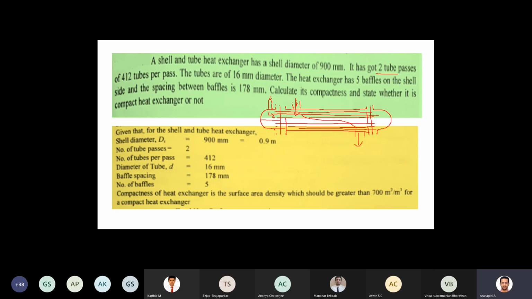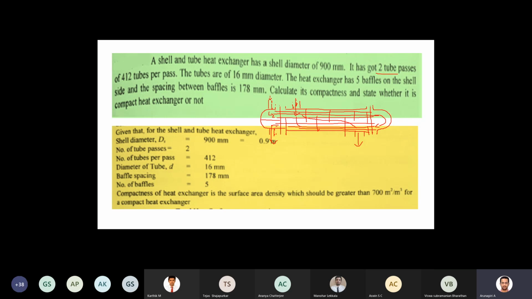This is your return head like arrangement. All the fluid comes out at this end, and again it is redirected and goes back. Here you have the tube side fluid nozzle out. This is the flow arrangement. Here they have given the tube diameter, shell diameter, number of tube passes, and also the number of baffles. The baffles we have like this: 1, 2, 3, 4, 5.